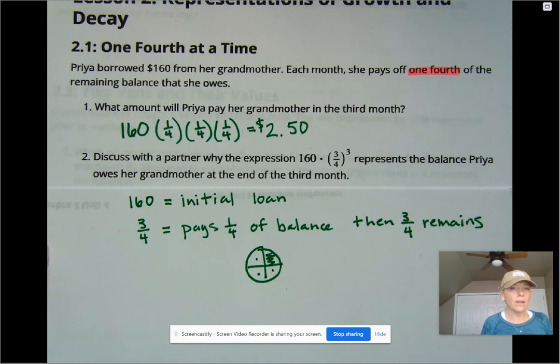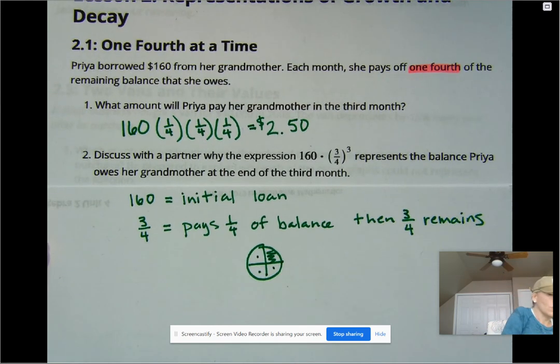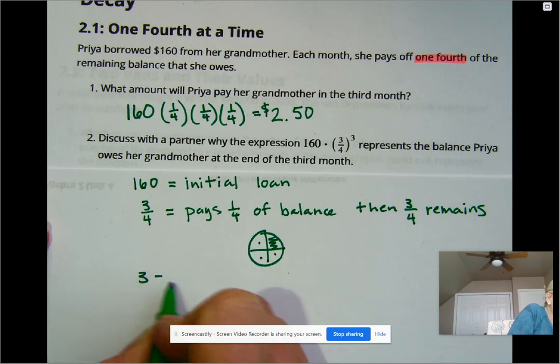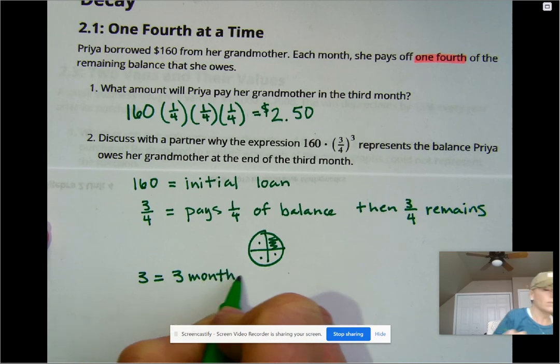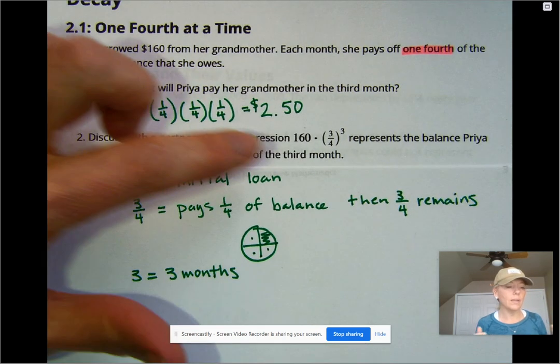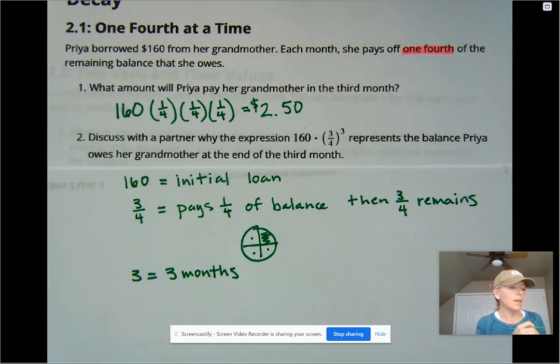And then it says the exponent is the 3. So why an exponent of 3? Because it's been 3 months. Okay, so we're calculating, you would use this to calculate her balance at the end of the third month. All right, and that is the end of your warm up.